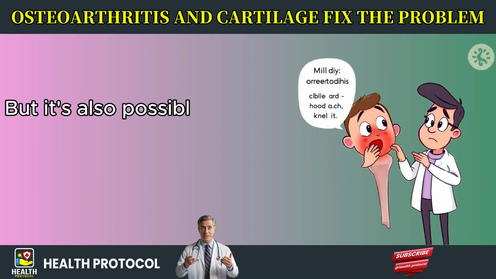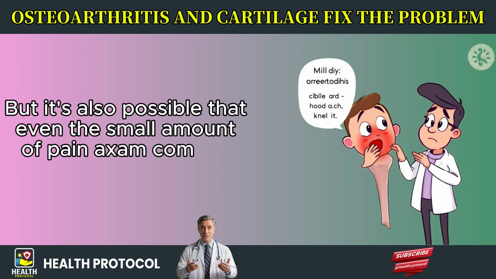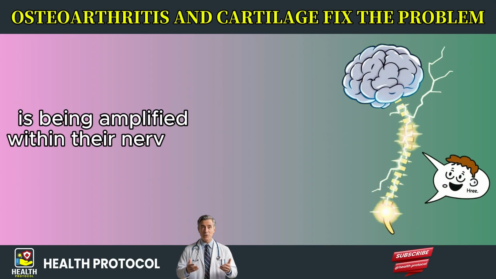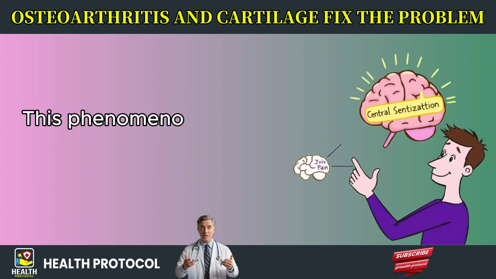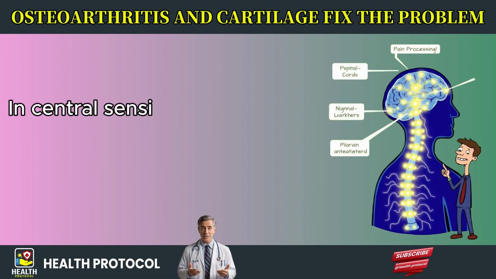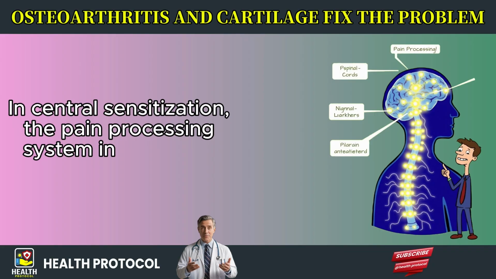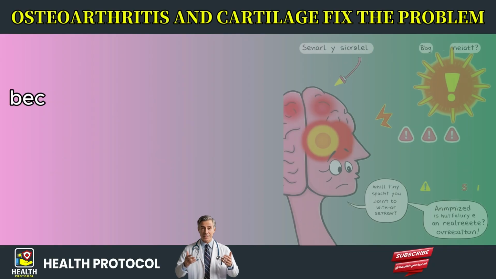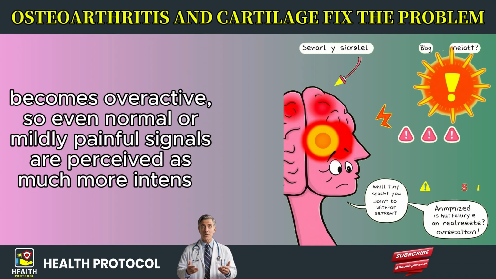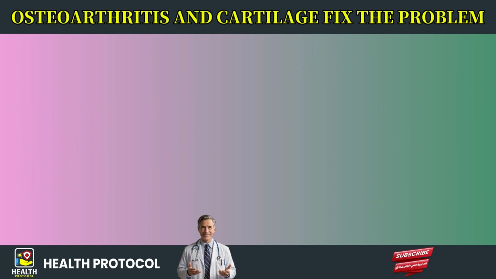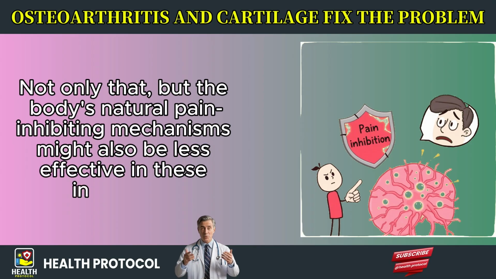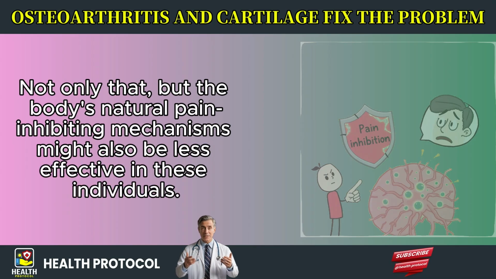But it's also possible that even the small amount of pain coming from the osteoarthritis is being amplified within their nervous system. This phenomenon is known as central sensitization. In central sensitization, the pain processing system in the spinal cord and brain becomes overactive, so even normal or mildly painful signals are perceived as much more intense. Not only that, but the body's natural pain-inhibiting mechanisms might also be less effective in these individuals.